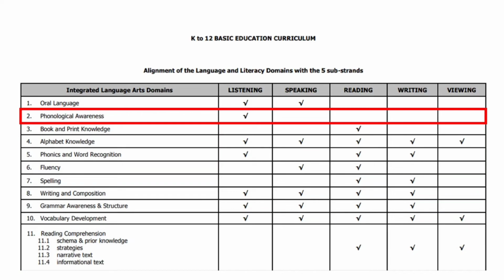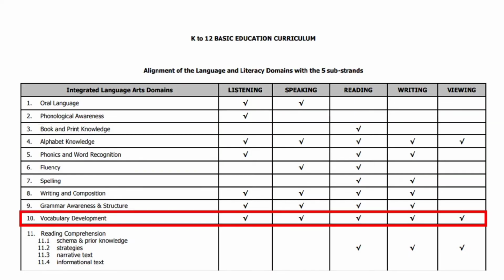Phonological awareness. Phonology is all about sounds. Students use their ears to segregate sounds that they hear. This domain focuses on students' listening skill. That is why it is only the listening column that has the check mark in this specific domain. Lastly, the vocabulary development domain. This domain focuses on developing the 5 sub-strands, because these 5 sub-strands contribute to the development of vocabulary.